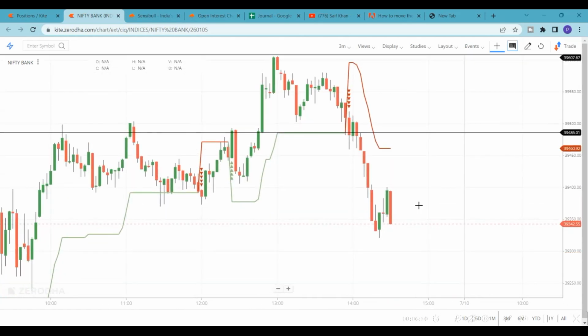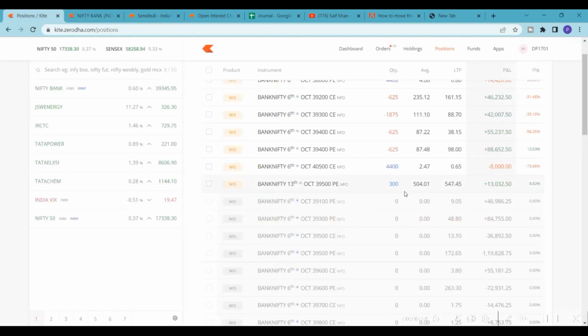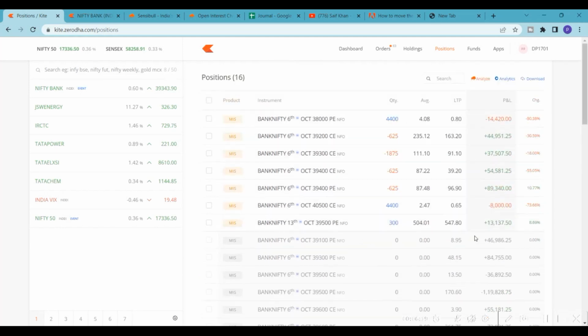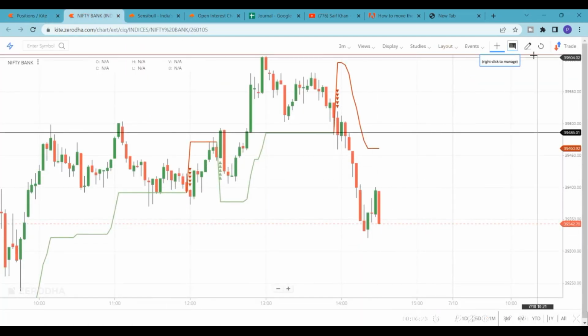Okay, so now you can see that Bank Nifty is slightly trying to take support, and as of my position I am fair enough with decent profit, but I slightly added put positions as well because Bank Nifty is trying to consolidate.